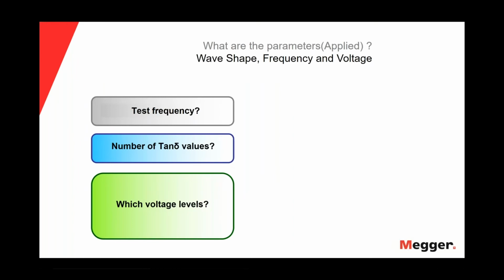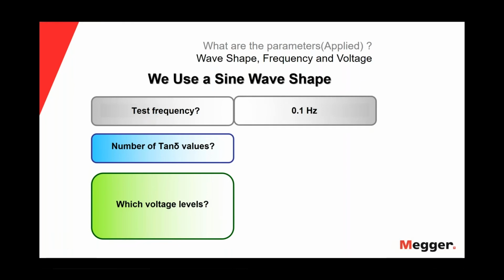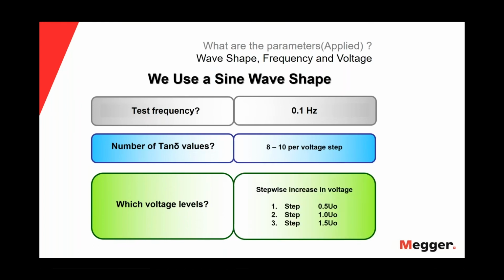So, what are the parameters we will apply? Well, first of all, we will use a sine wave shape. The test frequency must be 0.1 hertz. We will measure between 8 to 10 values of tan delta per voltage step, and we will apply 3 voltage steps. The first one will be 0.5 U0, the second one will be 1.0 U0, and the last one will be 1.5 U0.